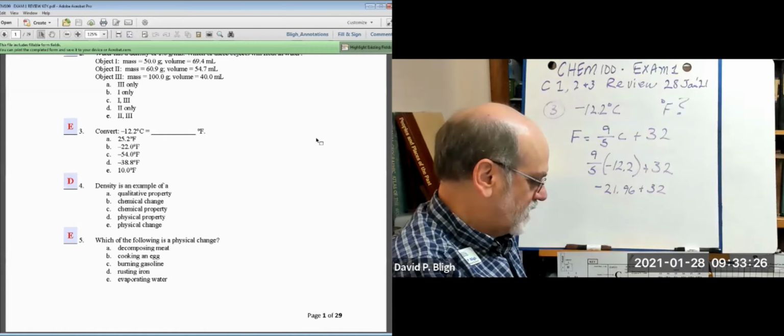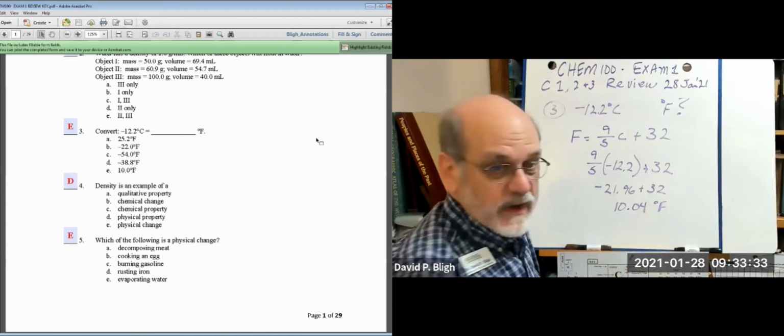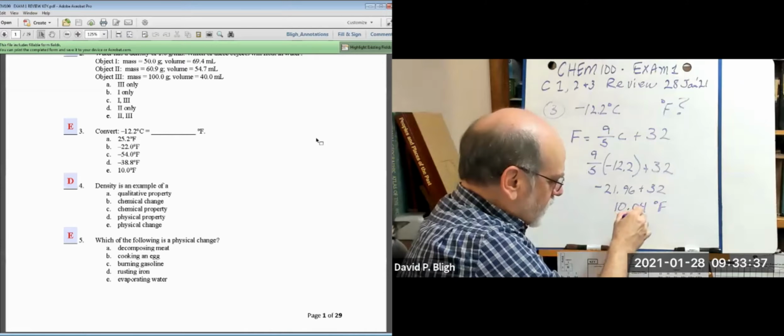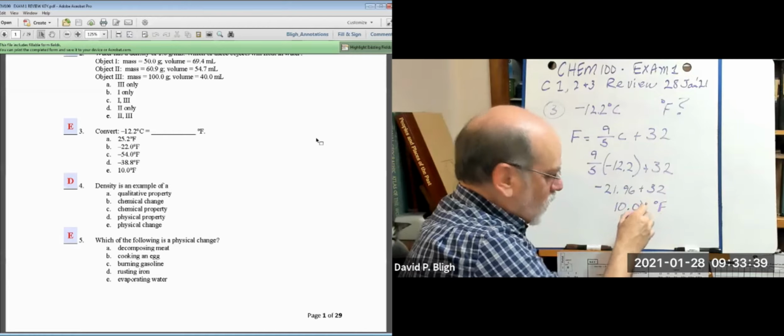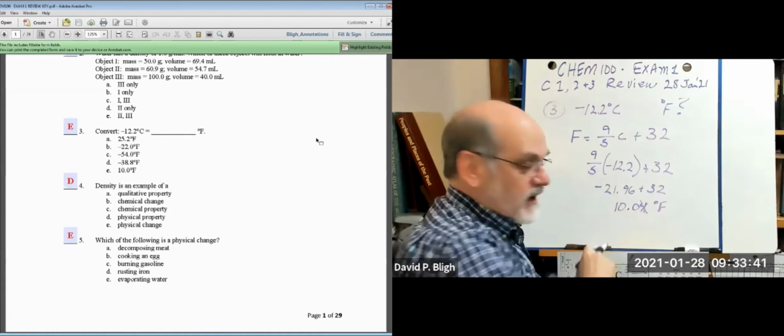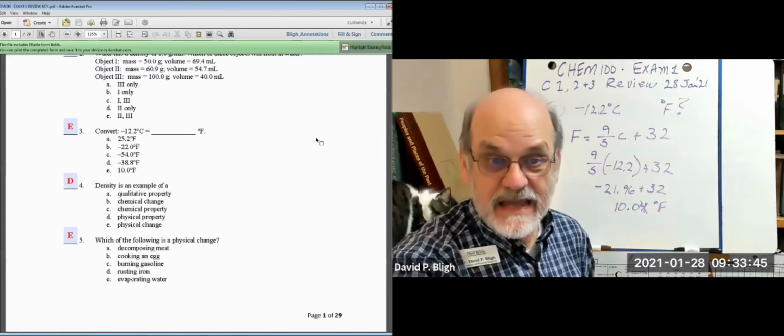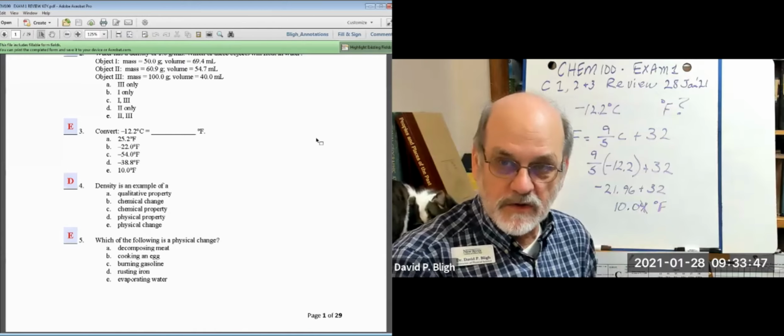So now we get 10.04 degrees Fahrenheit, but we can only keep 3, right? So we round it off, and that goes away because it's less than 5, and our answer should be 10.0, which it is. E is the answer in this one, 10.0 degrees Fahrenheit.